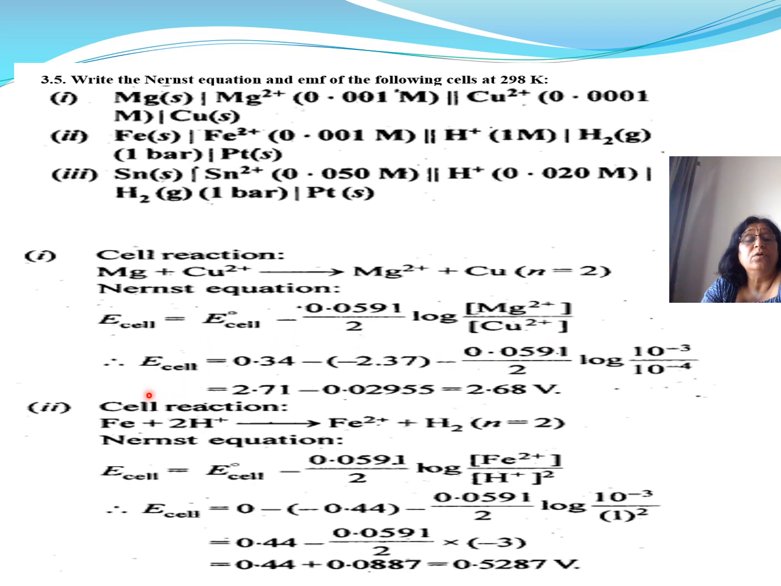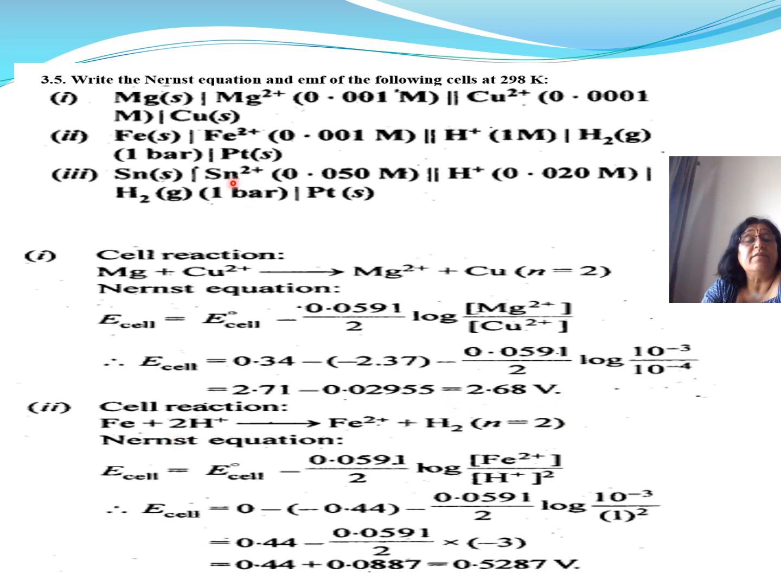So E cell equals E naught cell, which is E naught cathode minus E naught anode. The cathode potential is 0.34, the anode potential is minus 2.37. So 0.34 minus minus 2.37, minus 0.0591 upon 2 log to the base 10 of 10 to the power of minus 3 upon 10 to the power of minus 4. The concentration of magnesium is 10 to the power of minus 3 and that of copper is 10 to the power of minus 4. So this comes out to be 2.71 minus 0.029955, and on subtracting you get 2.68 volts, right?